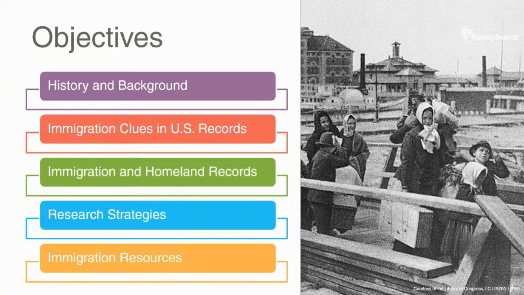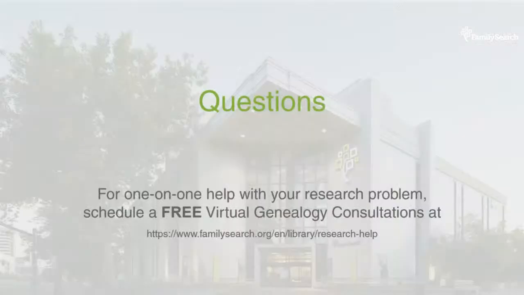So again, our objectives today: we went through history and background. We went through the U.S. records that have immigration clues. Then we talked about some immigration records, some homeland records, went through some research strategies, and ended with some resources. So do we have any questions in our last few minutes?